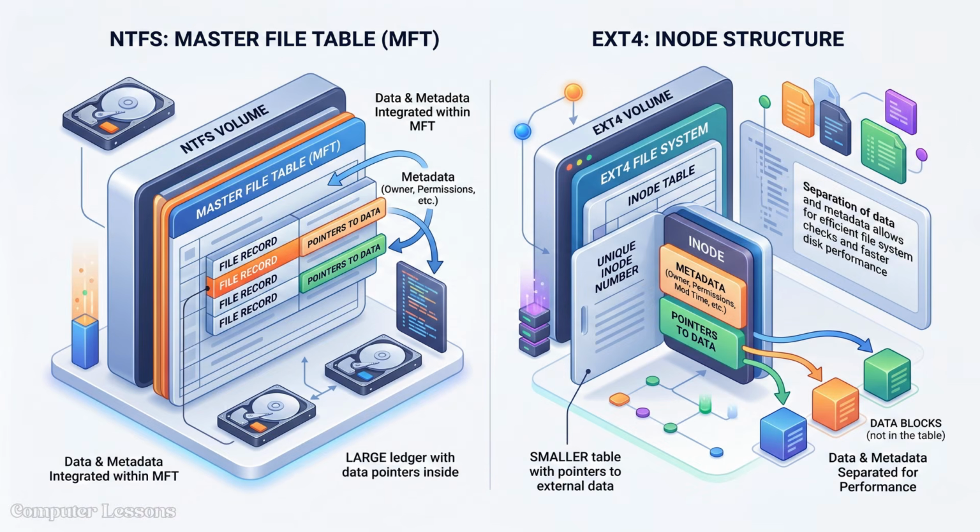Instead of a master file table, EXT4 uses an Inode structure to store metadata and pointers. Every file has a unique Inode number that contains the owner permissions and pointers to the data. This separation of data and metadata allows for efficient file system checks and faster disk performance.